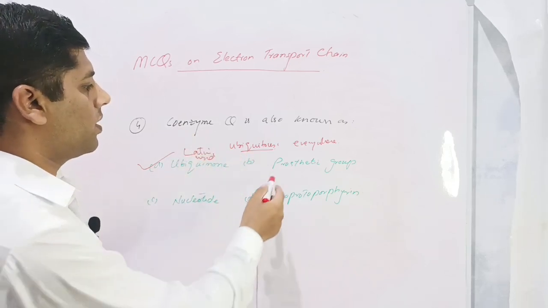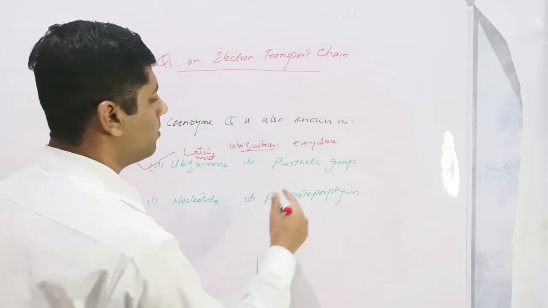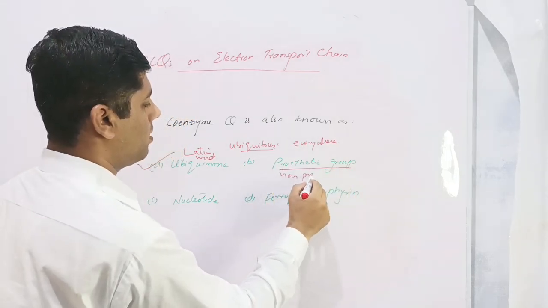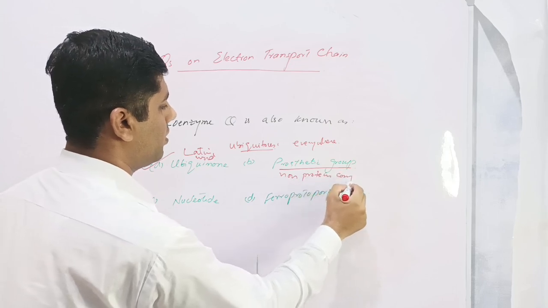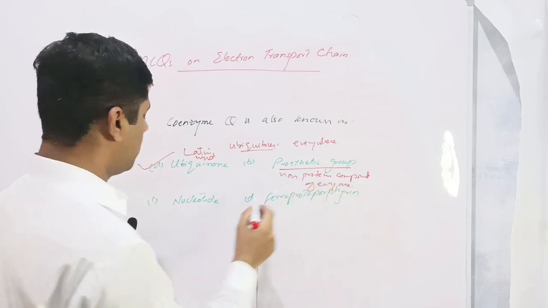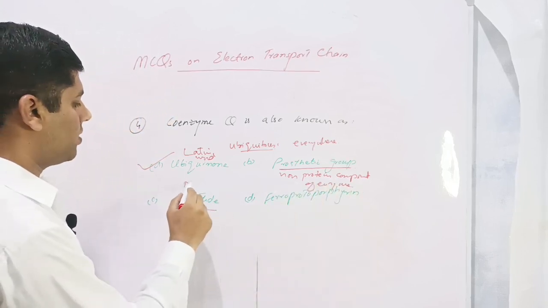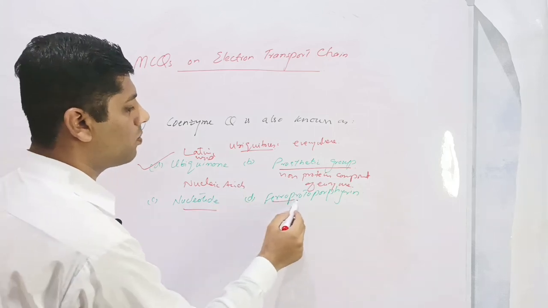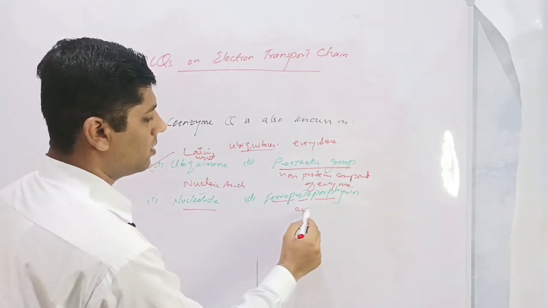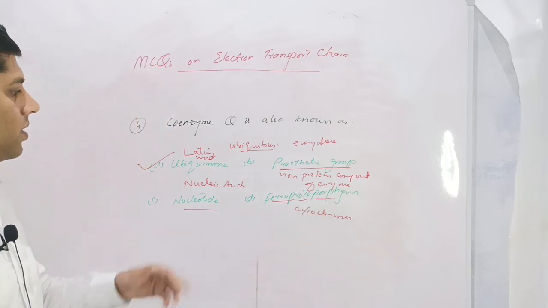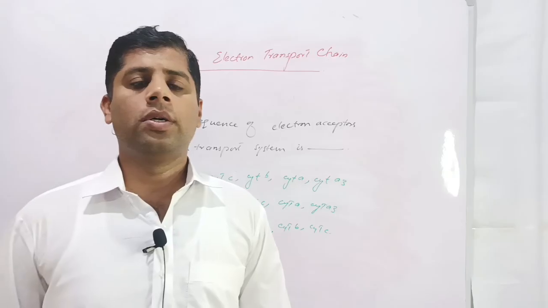The other options are prosthetic group. Prosthetic group means the non-protein part which is required for enzyme activity, a non-protein component of an enzyme. Nucleotide is the basic unit of nucleic acids, and ferroprotoporphyrin is the synonym of cytochromes. So the correct option is ubiquinone.